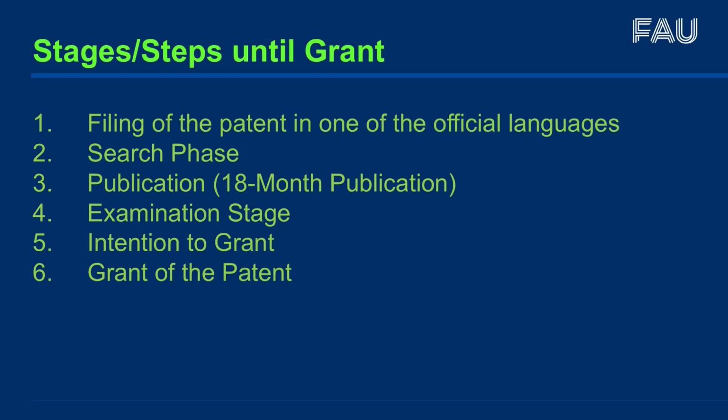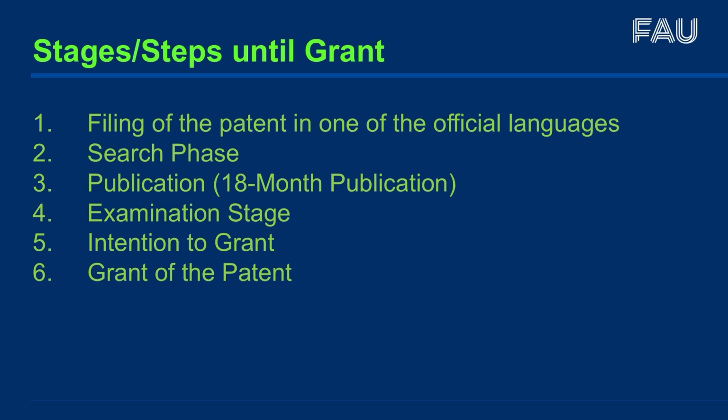Let's start with a high-level overview of the main steps in the European patent procedure. Everything begins with the filing of the application. Once the application is filed, the EPO carries out a search to identify relevant prior art. After that, at 18 months from the priority date, the application is published and becomes publicly accessible. Following publication, the applicant must actively request substantive examination. This is the stage where the EPO examines in depth whether the invention meets all patentability requirements.